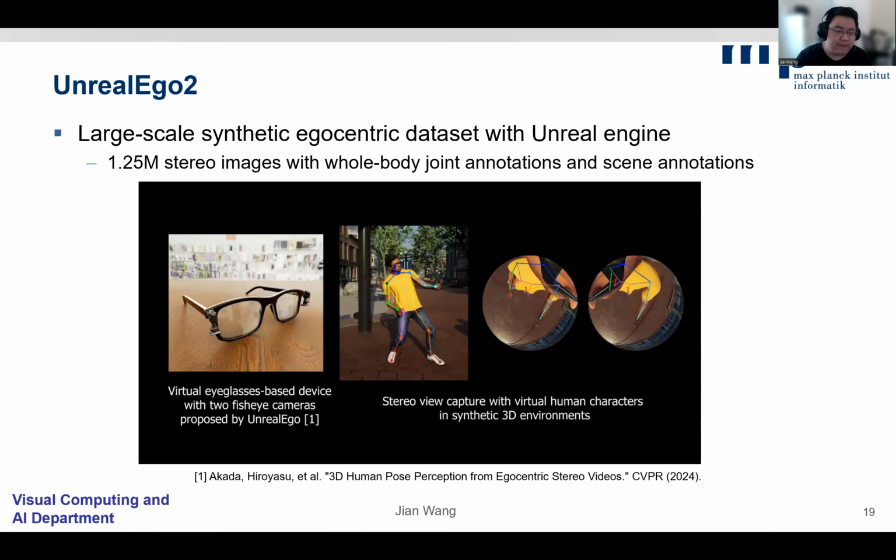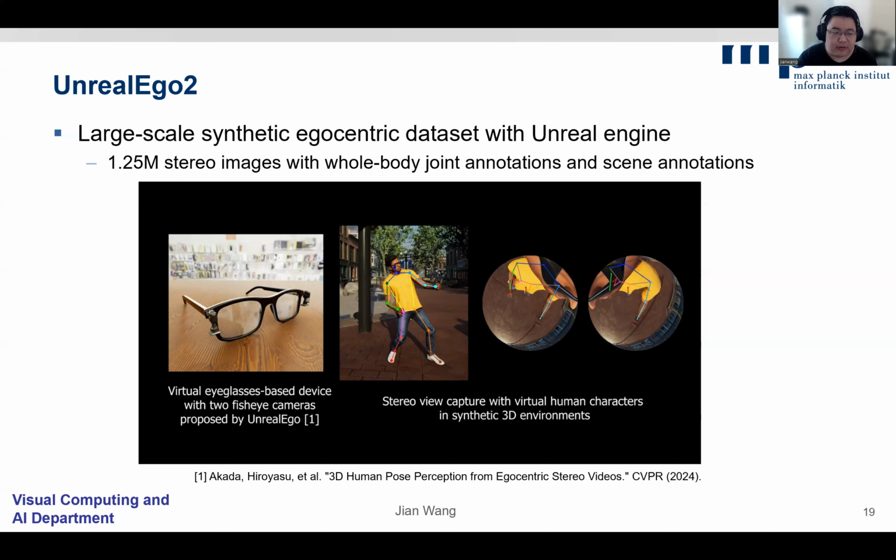Okay, so here the target is to capture human motions from stereo fisheye cameras. In the last project, we used one single down-facing fisheye camera to capture the human motion. Here we use two fisheye cameras mounted on the glasses, and the human wears the glasses, and we use views like on the right side to capture the human motion.